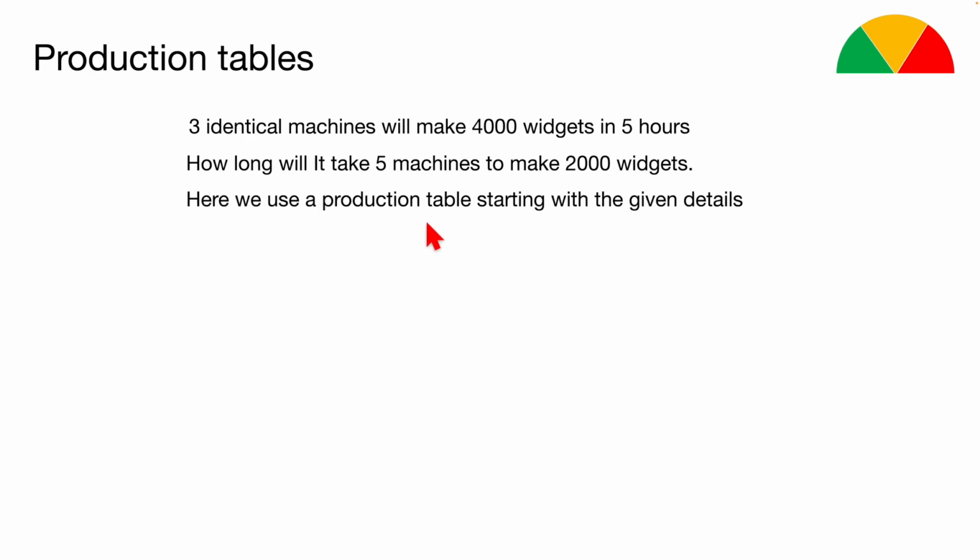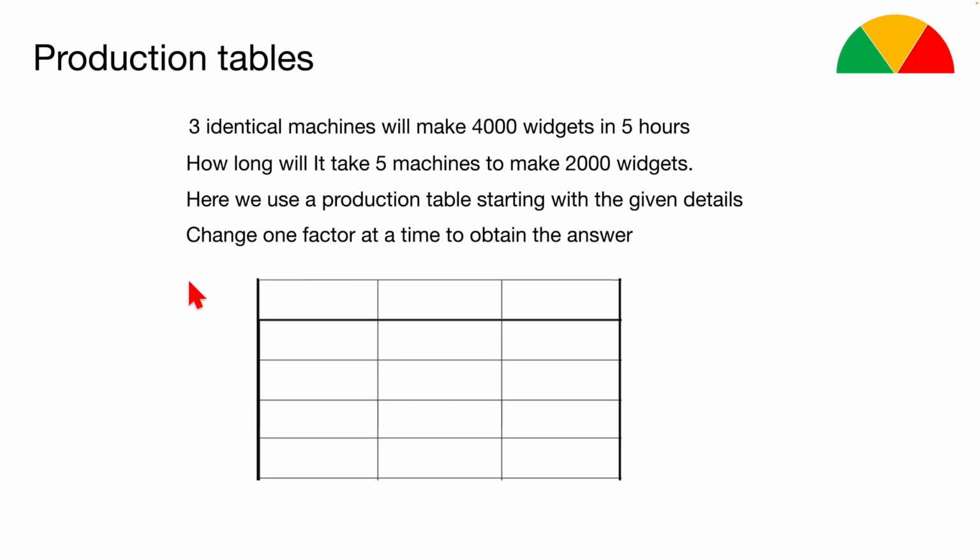We use a production table starting with the given details and change one factor at a time to obtain the answer. So here is a production table: machines, widgets, and time in hours. Great. Let's put in the given information. 3 machines, 4,000 widgets takes 5 hours. And I'm going to manipulate these two to get what we want. And we want 5 machines and 2,000 widgets.